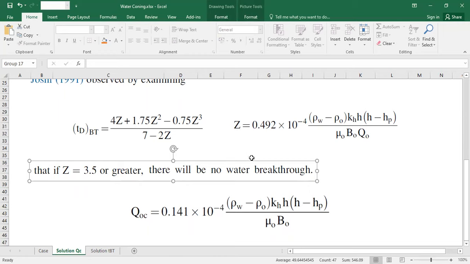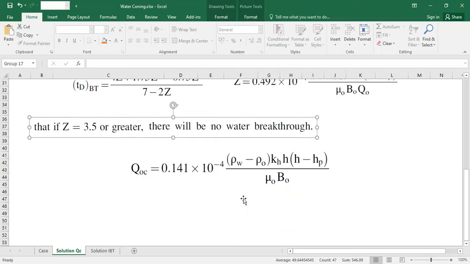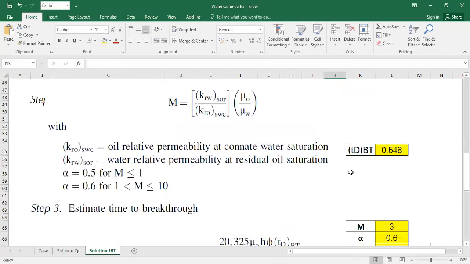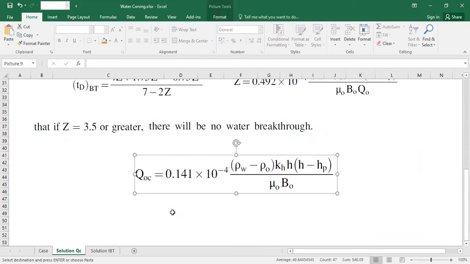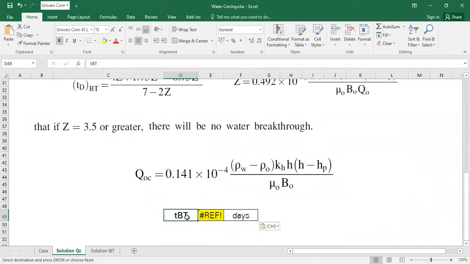Okay, so the concept is like that, but the method, the formula is very simple. Let me borrow this, for example. Let's just calculate it. QC or QOC, whatever you like. And this will be stock tank barrels per day. So let's just calculate it.